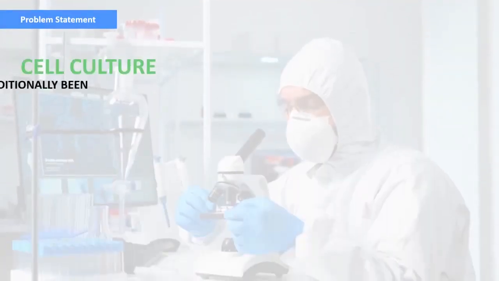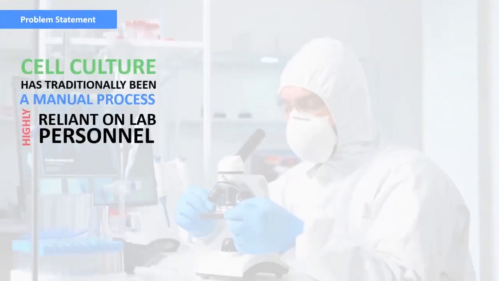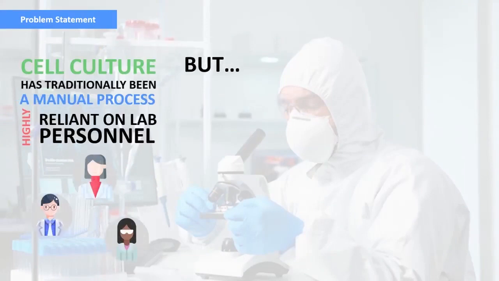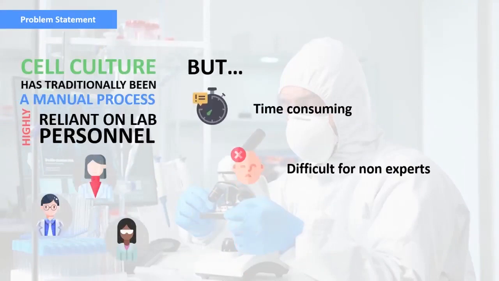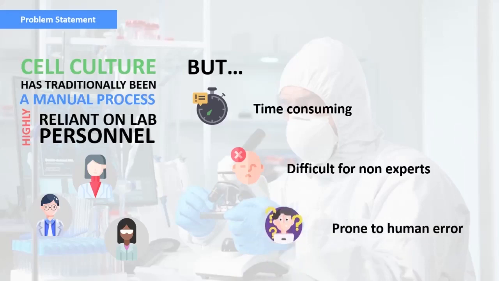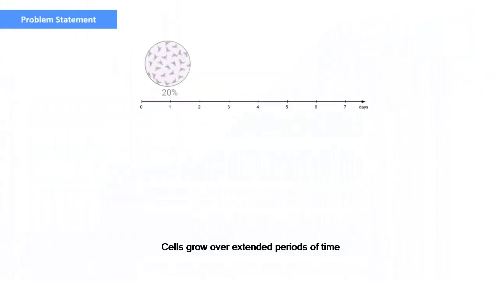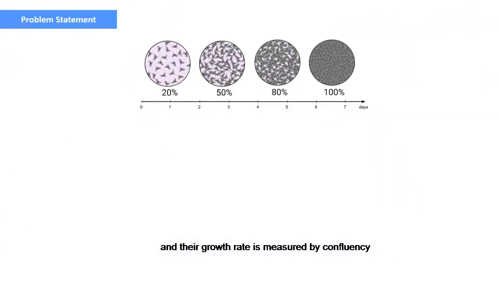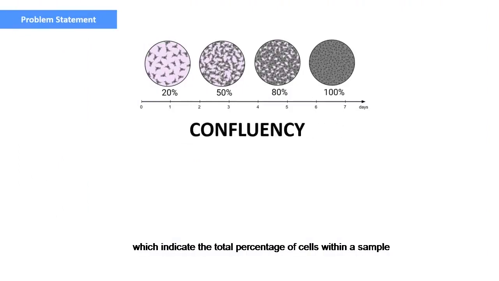Cell culture has traditionally been a manual process highly reliant on lab personnel, but it is time-consuming, difficult for non-experts, and prone to human error. Cells grow over an extended period of time, and their growth rate is measured by confluency, which indicates the total percentage of cells within a sample.